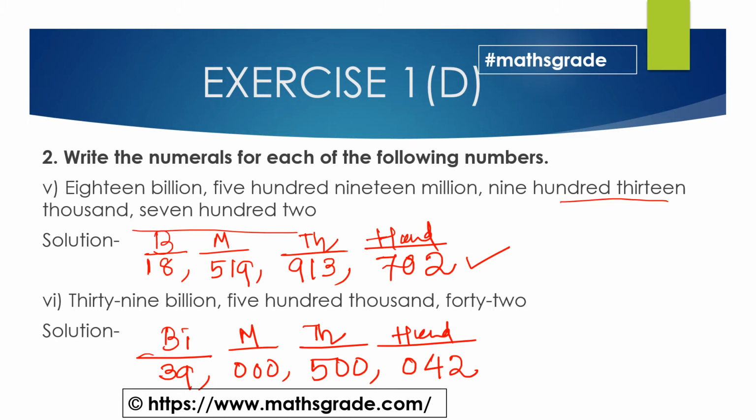These are the numerals of the given international system of numeration that is given in word form. 39 billion. This is 39, 500,000. In the million place there is no digit, so we have to place 000. 39,000,500,042. This is the number system or numerals of the given international system of numeration that is in word form.